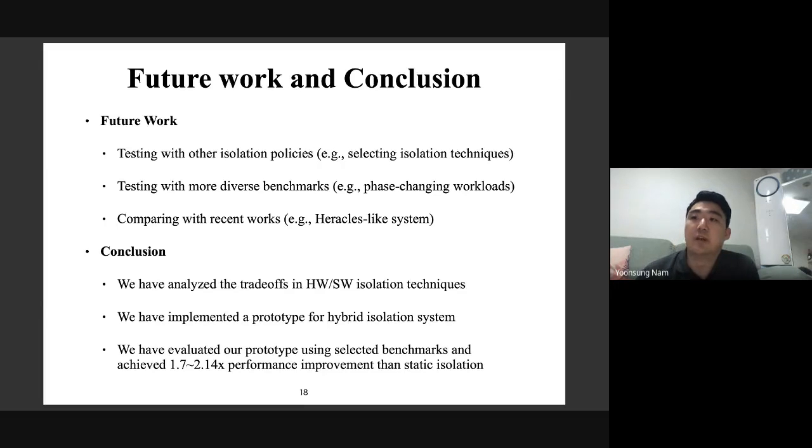In this work, we have analyzed the trade-off in hardware and software isolation techniques, and also implemented a prototype for a hybrid isolation system. We have evaluated our prototype using selected benchmarks and achieved around 2 times performance improvement over static isolation.